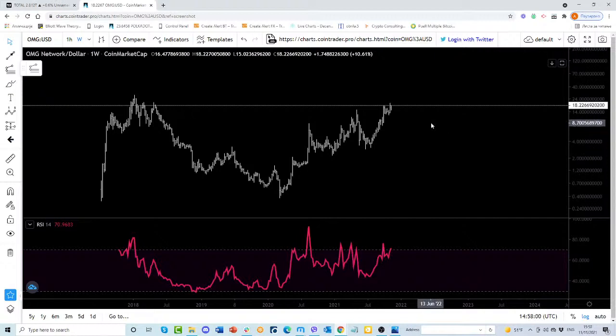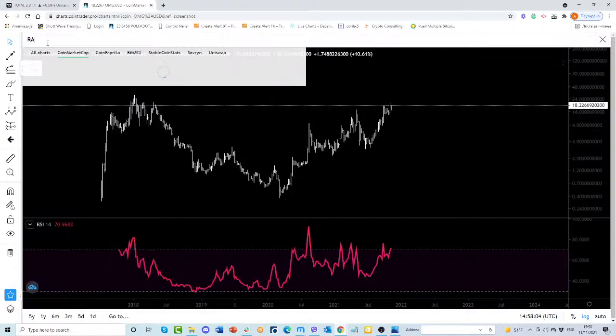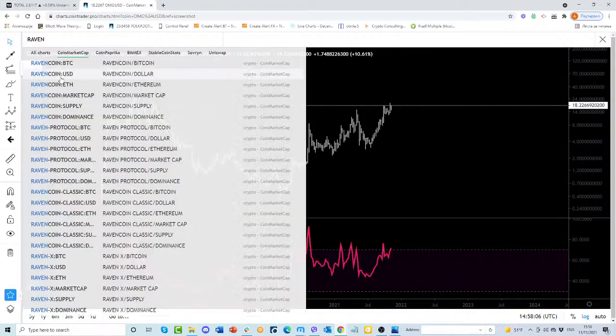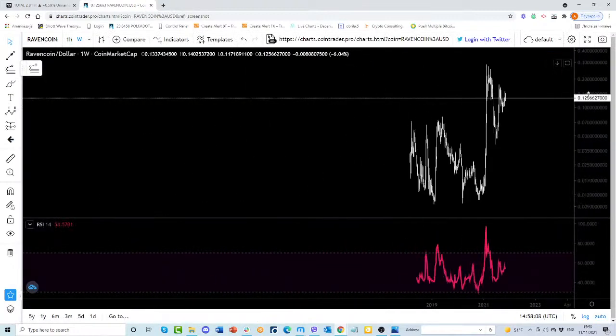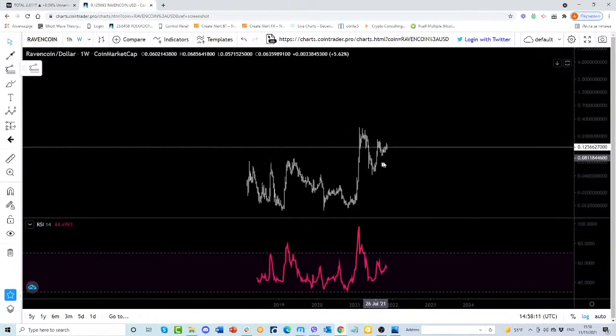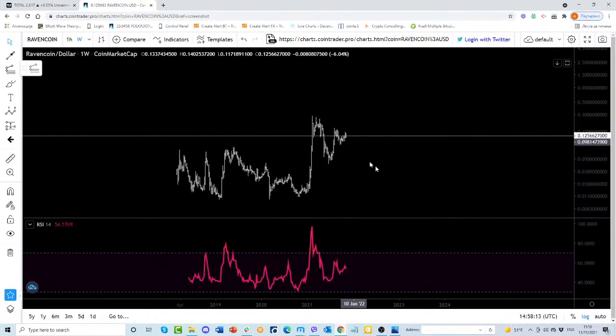Okay, guys, let's finish here. Let's do another one, this Raven coin, and let's see what happens here. Yeah, this one still looks like it's in some type of a consolidation. Nothing much on the upside.